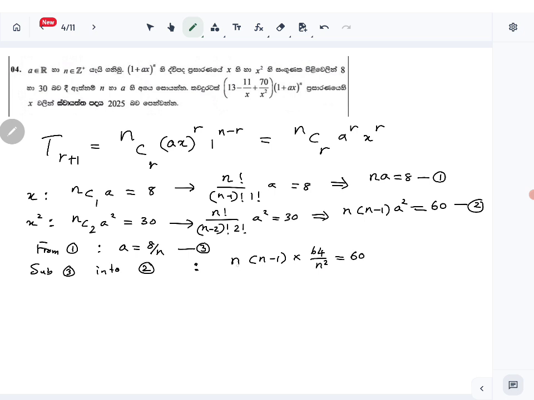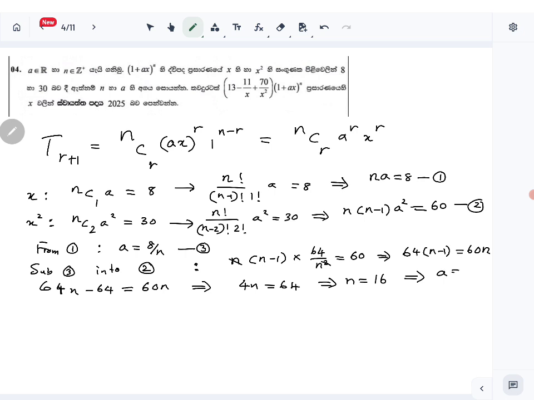Now simplify. One of the n's I can cancel. Then cross multiply, I get 64(n minus 1) equals 60n. This is equal to 64n minus 64 equals 60n. So 4n equals 64, or n equals 16. Then that means from equation 3, a equals half. So the first part is done.